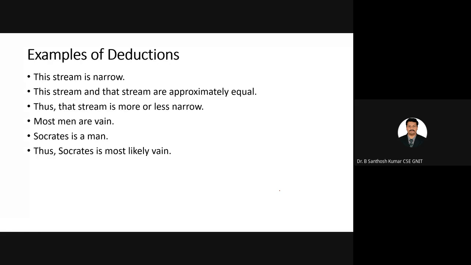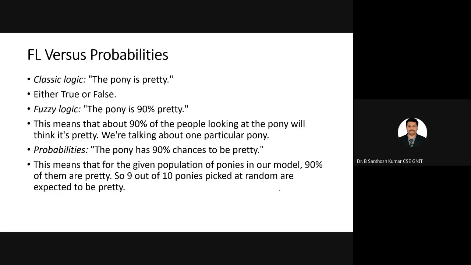Then examples of deduction. This stream is narrow; this stream and that stream are approximately equal. Like that we are giving propositional logic, or sometimes we say this stream is more or less narrow, or most men are vain. Socrates is a man, which means Socrates is probably vain. It is mostly like that way, that type of reasoning.